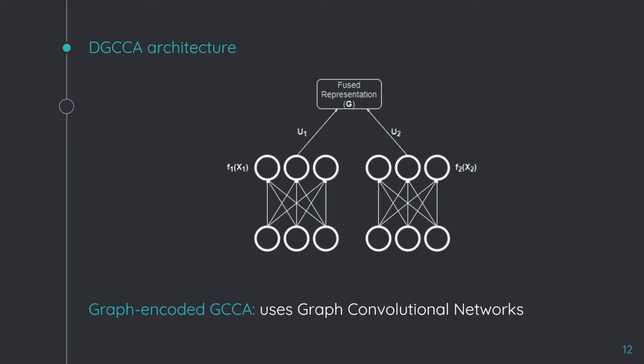Here, the DGCCA architecture contains a feed-forward neural network, which transforms an input data to a specified dimension, and we learn a shared representation G on it. The brain connectome data that we are using is a connectivity matrix, and when we use DGCCA, we are forced to flatten the inputs to fit into the feed-forward neural network, causing information to be lost. Therefore, we propose a modification to DGCCA by using graph convolutional networks instead of the feed-forward neural networks, and it will better encode the connectome data.